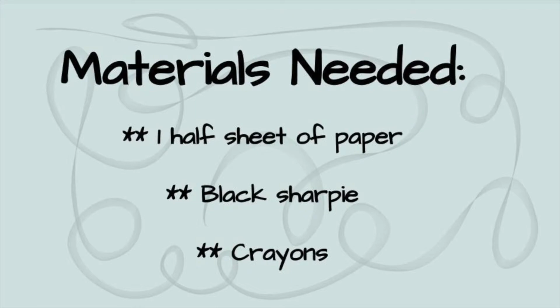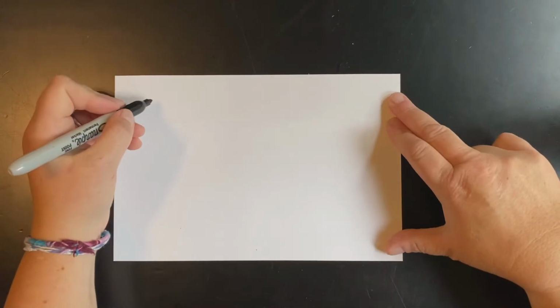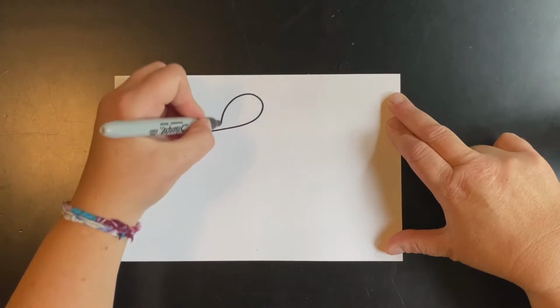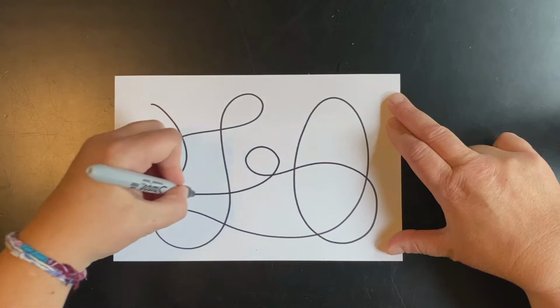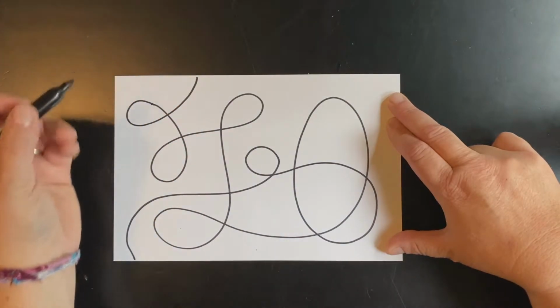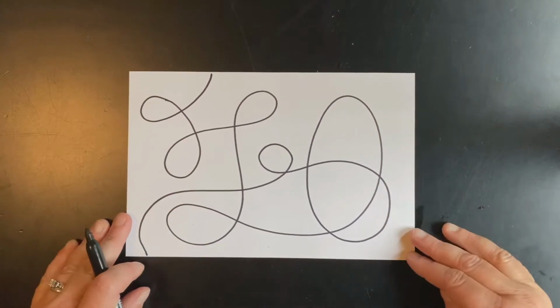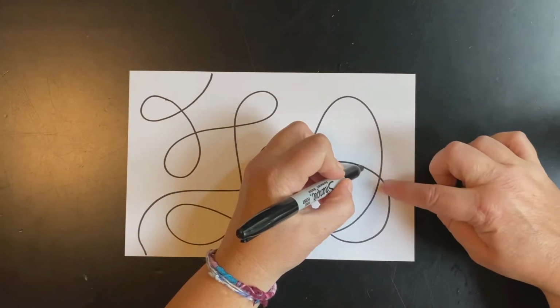For this project, you will need a half sheet of paper that is white, one black Sharpie, and crayons. To start, you'll use your Sharpie and the half sheet of paper. You're going to begin by drawing one continuous line that includes lots of loops and swirls and crosses over itself several times. As you can see here, I just started drawing. I didn't have any plan or use pencil first.